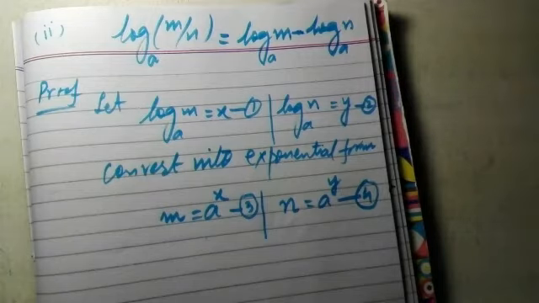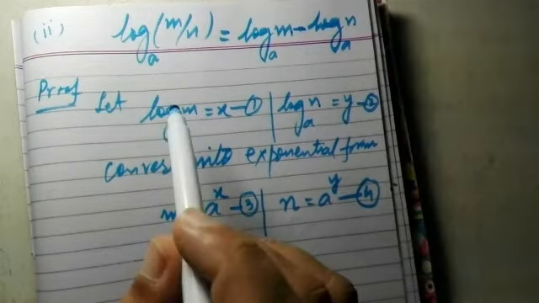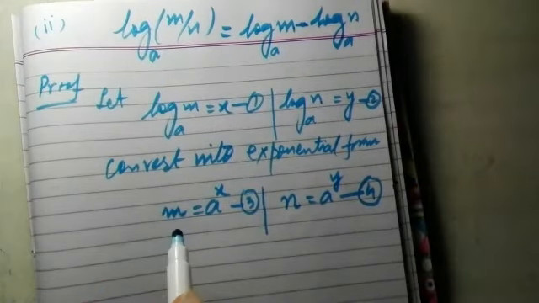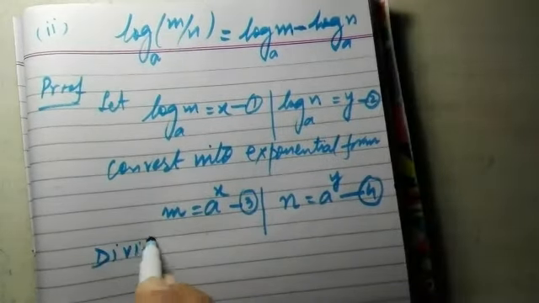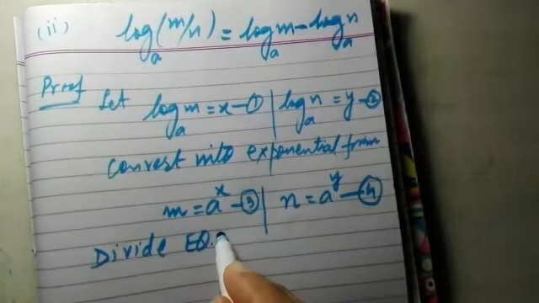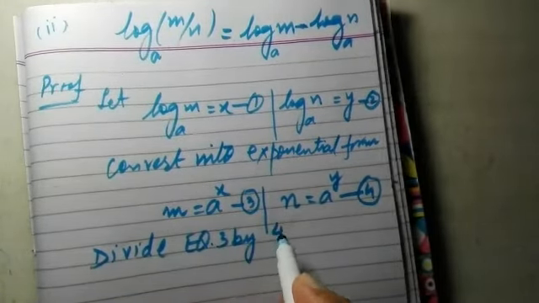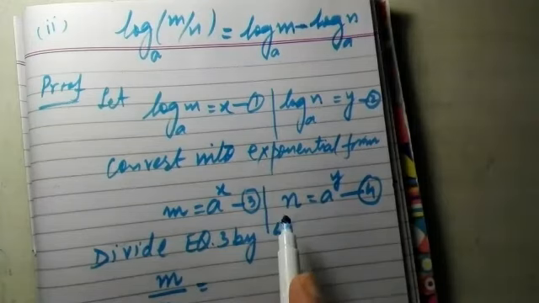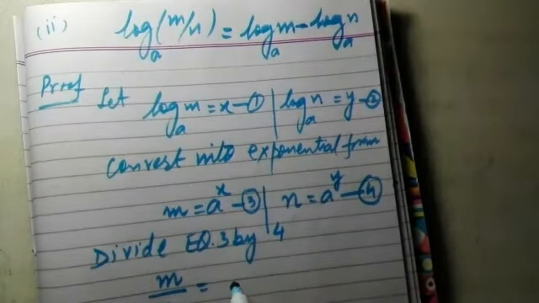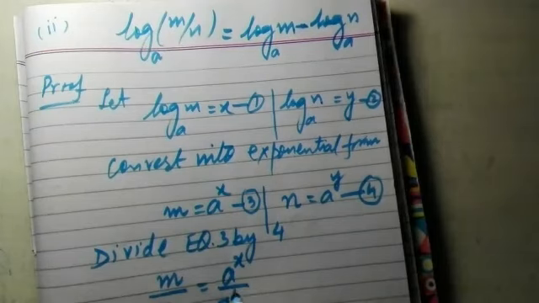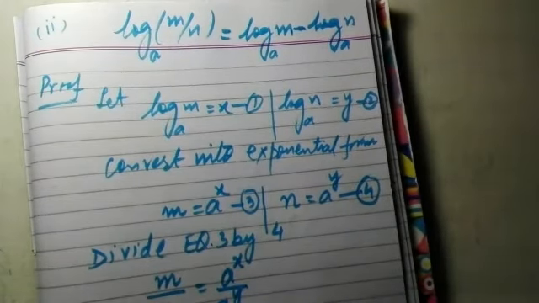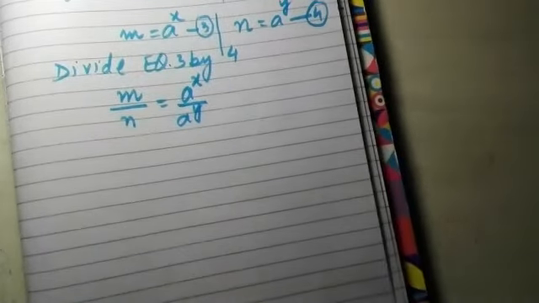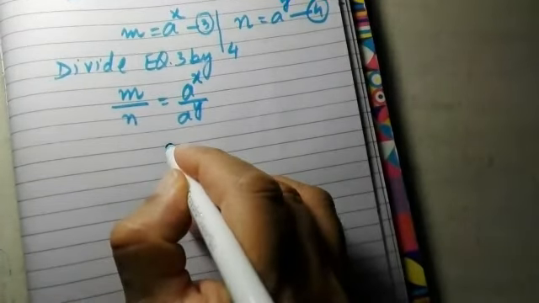But in this part, because we have to divide m by n, we will divide equation 3 by equation 4, since this is required now. So you would write m divided by n. The left hand side of equation 3 will be divided by the left hand side of equation 4, and the right hand side of equation number 3 will be divided by the right hand side of equation number 4. This is how we divide two equations.